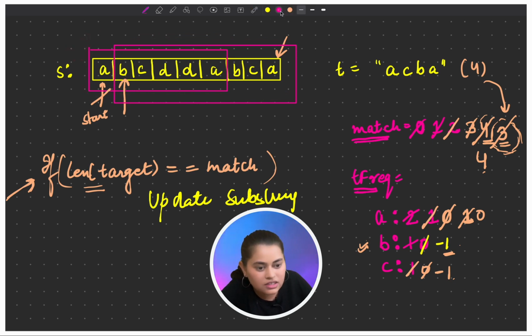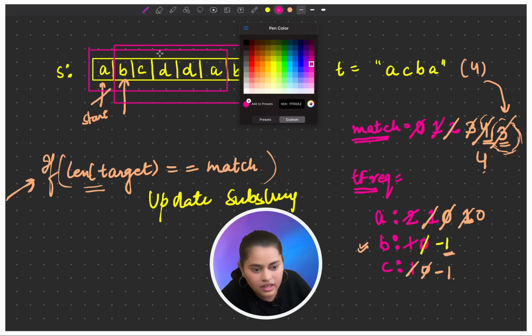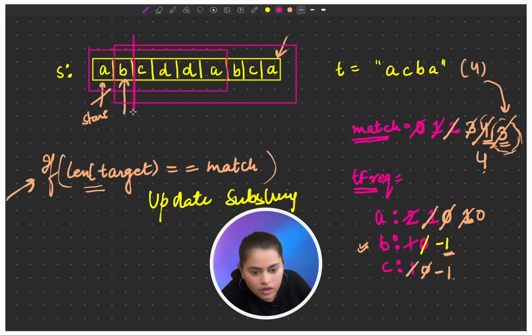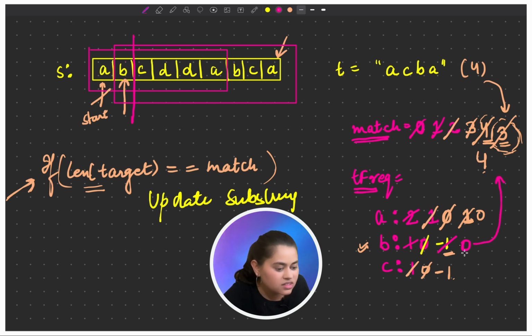Now we'll start shrinking our window. When we shrink our window, B will go out. When B goes out, we'll increment its count. It became 0. But are we supposed to decrement our match? No, because 0 shows that we have the required number of B's in our window. So we'll not touch this B.